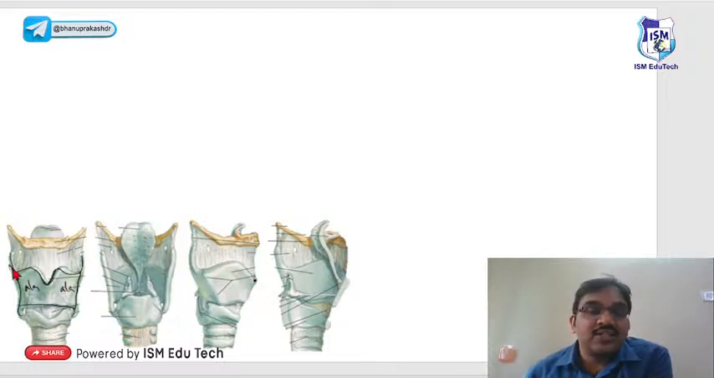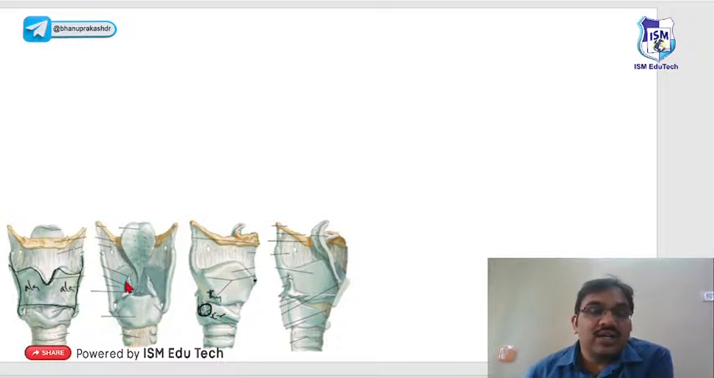These are the superior cornua of the thyroid cartilage, and these are the inferior cornua. The inferior cornua of the thyroid cartilage attach to the cricoid cartilage, forming the cricothyroid joint. This is the cricoid cartilage, this is the thyroid cartilage, and the joint between the two is the cricothyroid joint.